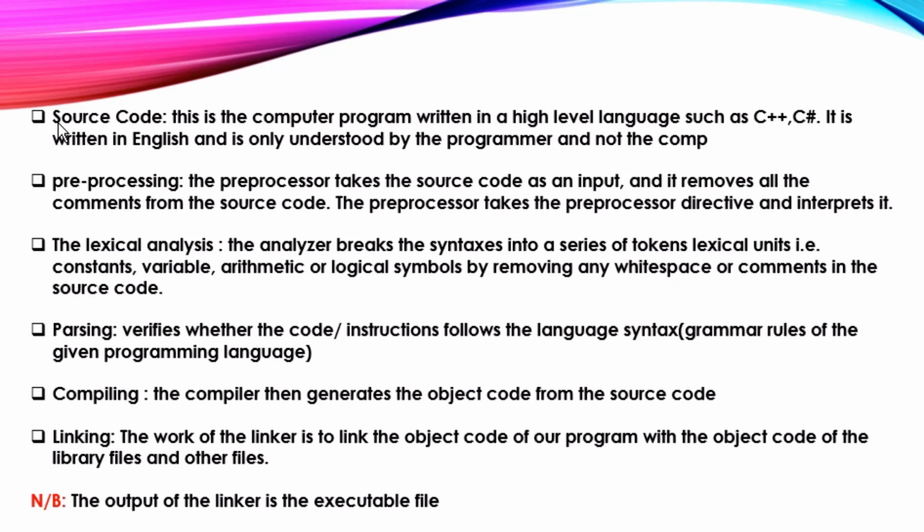We then move to the next stage, that is the lexical analysis stage. Here, the lexical analyzer breaks the syntaxes into a series of tokens called the lexical units. These units include the constants, the variables, the arithmetic, and logic symbols. The analyzer does this by removing any white spaces or comments in the source code. If the lexical analyzer finds an invalid token or lexical unit, it then generates an error.